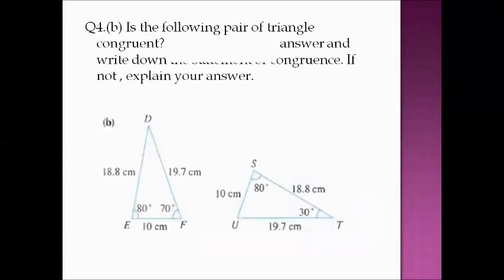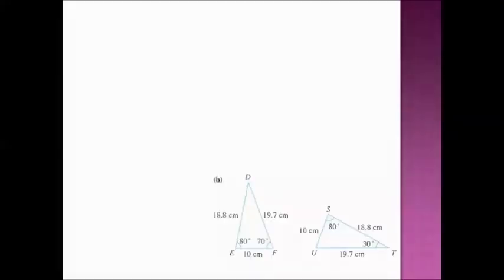So the next question is question number 4, part B. Is the following pair of triangles congruent? If so, explain your answer and write down the statement of congruency. If not, explain your answer. There are two other parts of this question as well, which will be your home task. So, starting the solution of part B. Coming towards the solution of question number 4.